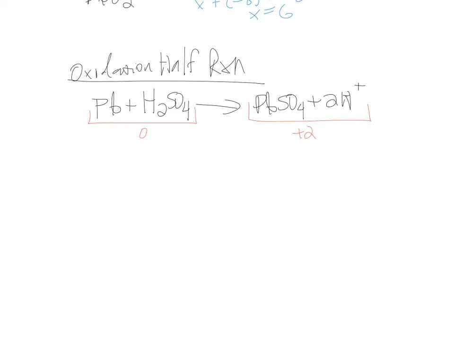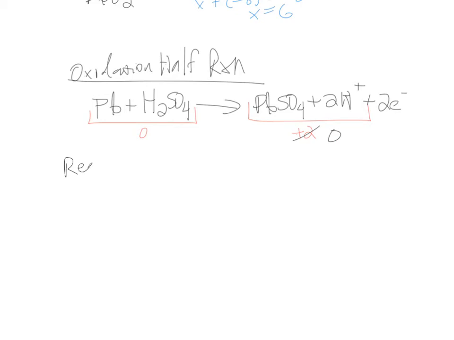So on the side where we have a +2 charge, we're going to knock the charge down by adding 2 electrons, and that brings it down to 0, which is a match between the left and right sides of the equation.